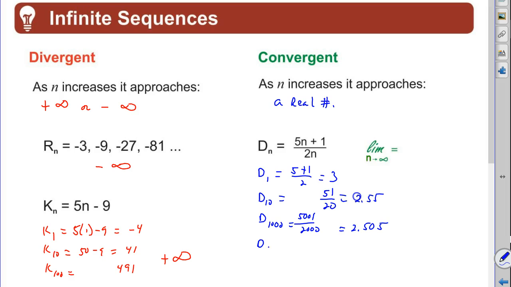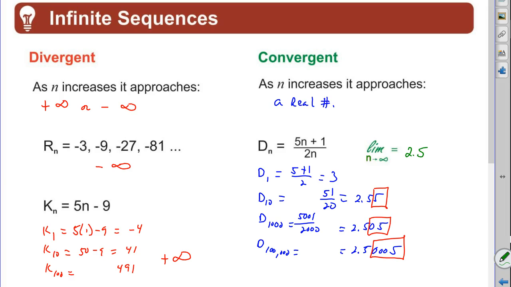Let me do 100,000. That's 500,001, which I'm punching into my calculator, divided by 2 times 100,000, which is 200,000. And this time I get, watch, 2.5, and then 1, 2, 3, 4 zeros, and then a 5. Do you see what's happening here? Getting smaller, smaller, smaller. So what is the limit on this? What real number is it approaching? The real number is 2.5.